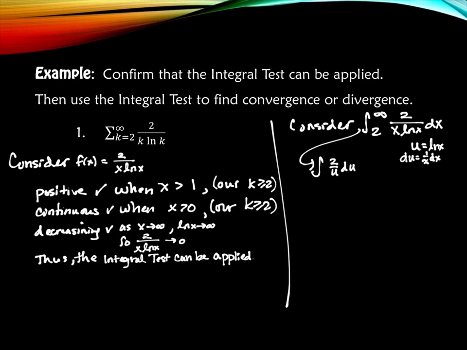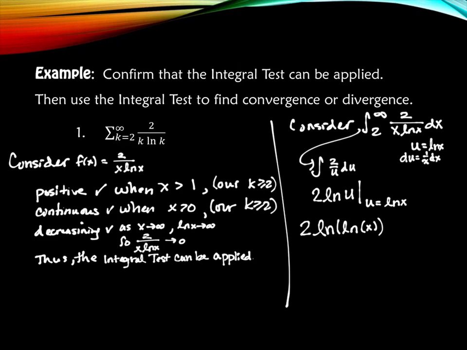What's the antiderivative of 2 over u? Yeah, 2 natural log, and it's natural log of the absolute value of u, but our u values are already positive, so if you want to leave off the absolute value here, you could do that. But we don't really have u. Our u is actually equal to natural log of x. So this is really 2 natural log of the natural log of x. Agreed?